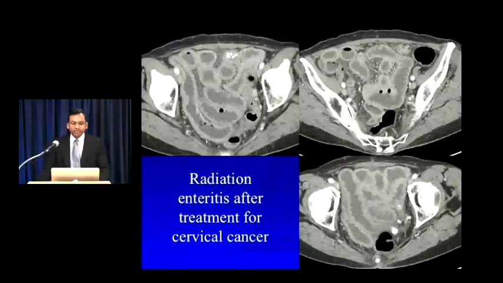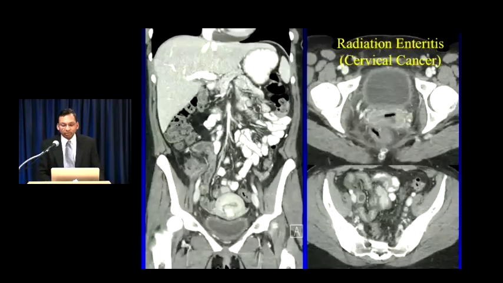So here's a patient who had radiation treatment for cervical cancer. The bowel in the pelvis looks profoundly thickened, it's hyperemic, but I'm not showing you the bowel loops above the radiation port, which look completely normal. This is a classic example of radiation enteritis.